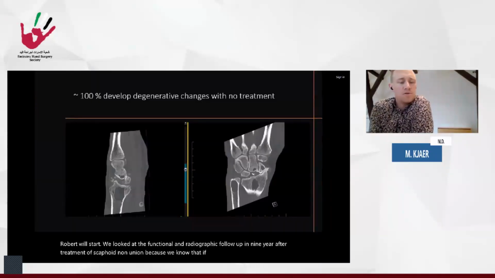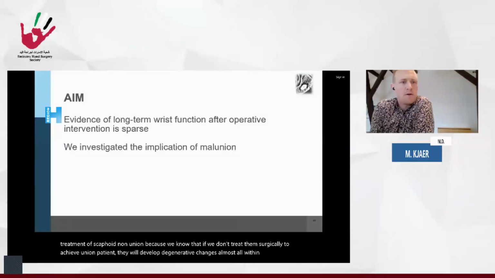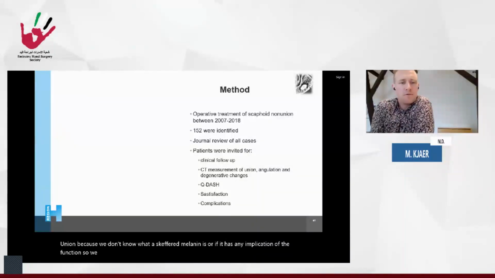we don't treat them surgically to achieve union, patients will develop degenerative changes, almost all within 10 years. And our aim was to evaluate the wrist function, and we want to investigate the implication of malunion, because we don't know what a scaphoid malunion is or if it has any implication for the function. So we did a review of all the patients we treated for scaphoid non-union.